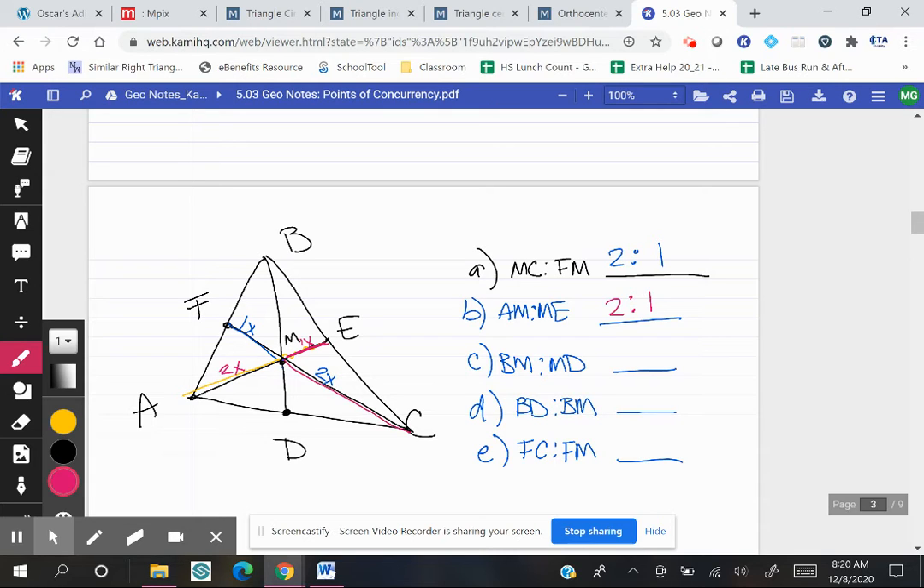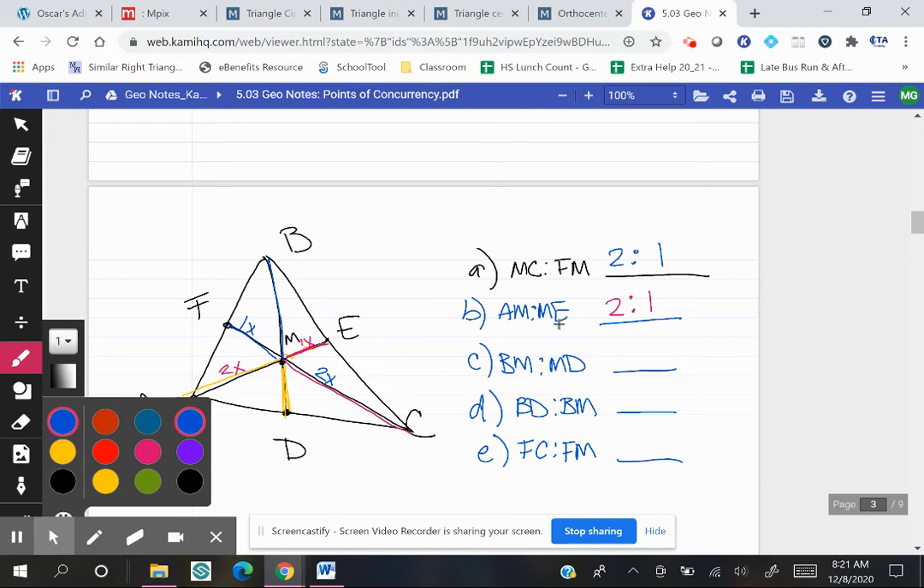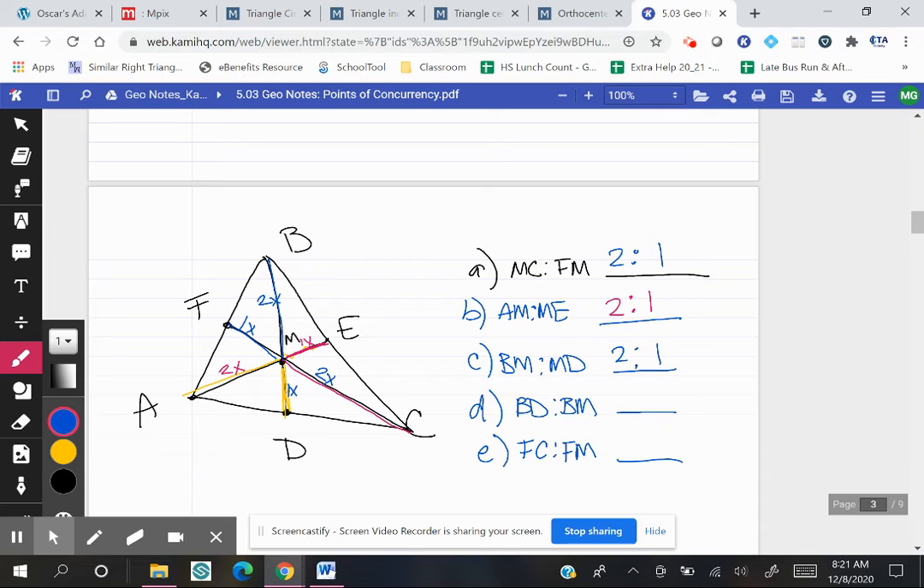Next is BM right here to MD, which is right here. So BM, again, same thing, is your 2x. This part, the bottom part to the midpoint, would be your 1x, so that would also be a ratio of 2 to 1.